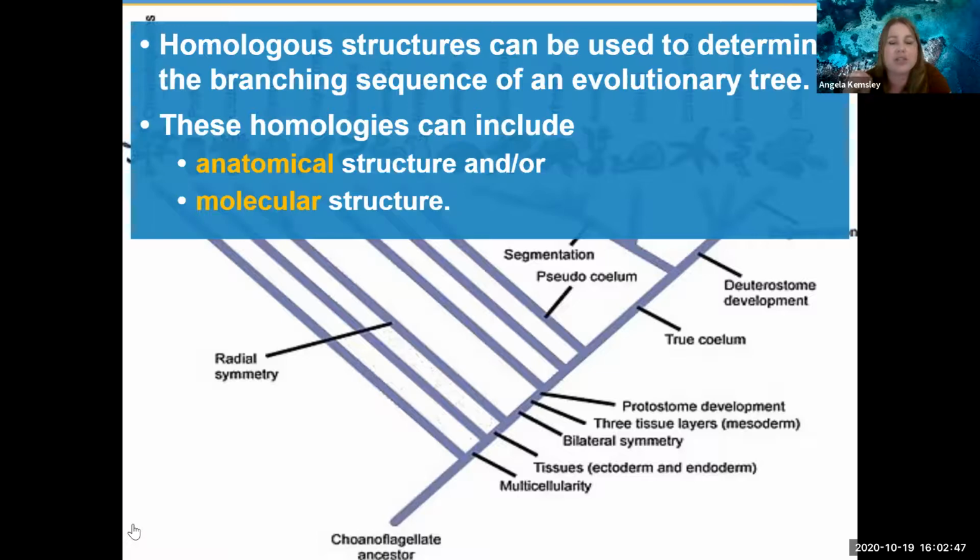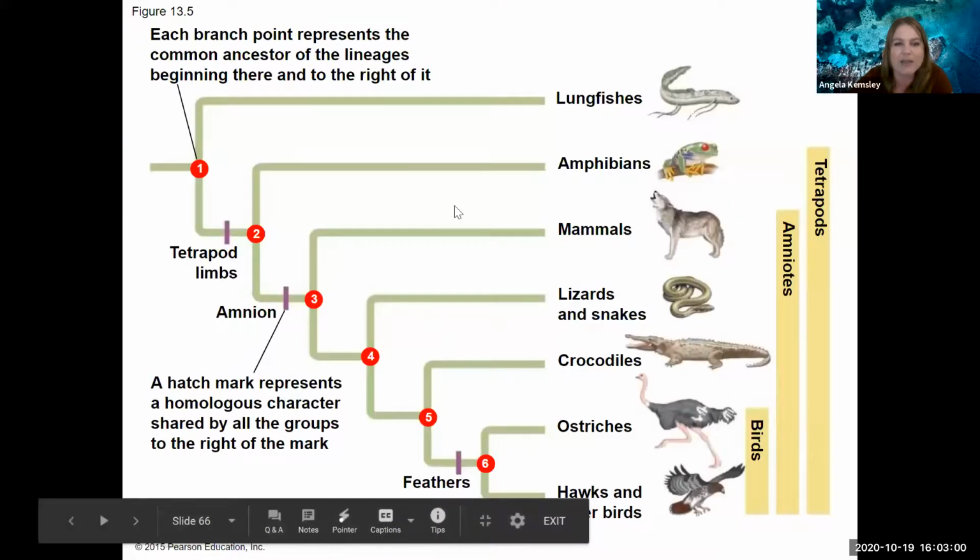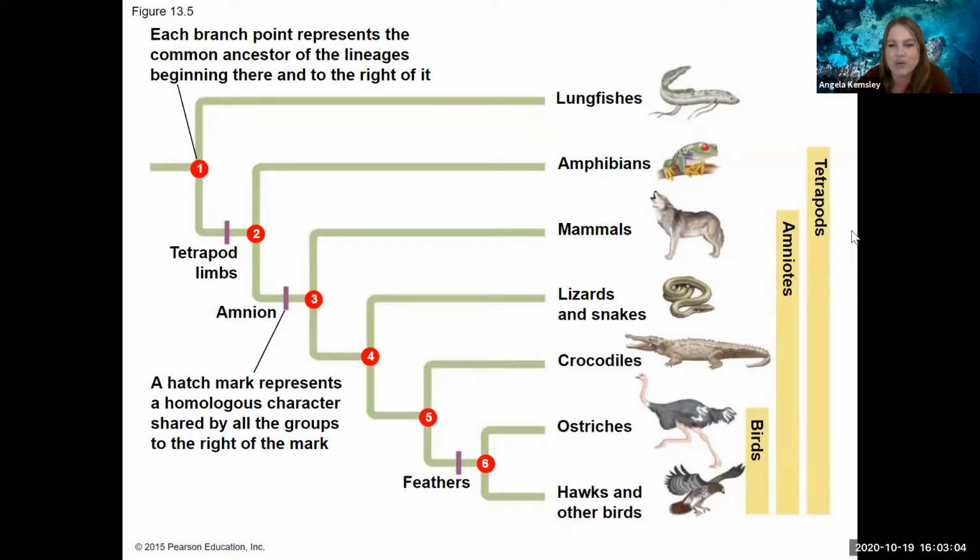So homologous structures can be used to determine the branching sequence in an evolutionary tree, which can include both anatomical structure, the morphology I was talking about earlier, and molecular structure. So we're going to take a look at how to read these. So again, usually flipped on its side. So we have oldest on the left, newest on the right. Again, that's in terms of evolutionary time. When you get to the intersections of different lines here, that represents a common ancestor. And so it would be a common ancestor between everything to the right of it.